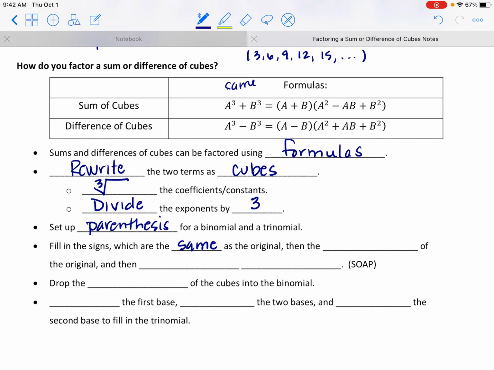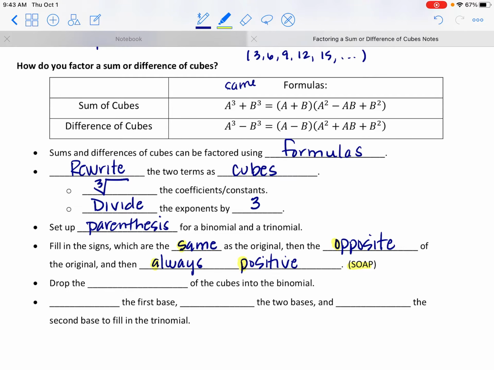And then in the trinomial, the next sign is the opposite of what we started with. So if we start positive, then we jump negative. If we start negative, then we jump to positive. And then the last sign in our trinomial is always positive. Same, opposite, always positive. If you can remember that pattern, it makes using the formula a little bit easier. SOAP: Same, opposite, always positive.